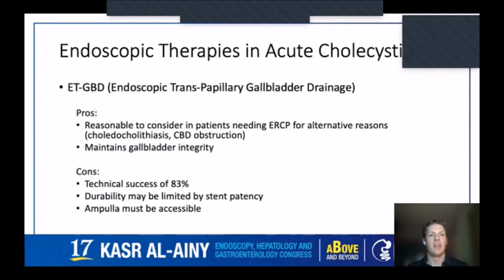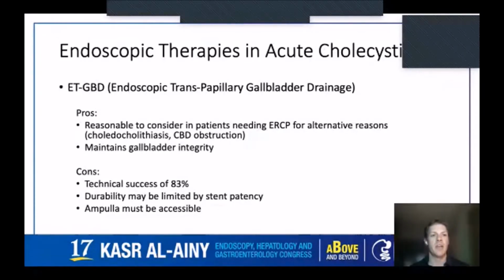A brief slide on endoscopic transpapillary gallbladder drainage. The pros of this non-operative gallbladder drainage include it is reasonable to consider in patients who are needing ERCP for alternative reasons, such as choledocholithiasis or concomitant common bile duct obstruction. The other benefit is that it does maintain gallbladder integrity and may theoretically improve the ability to do subsequent cholecystectomy.